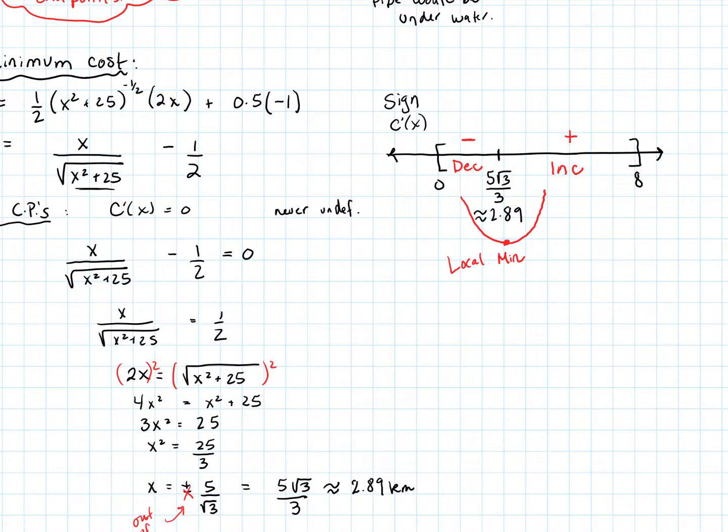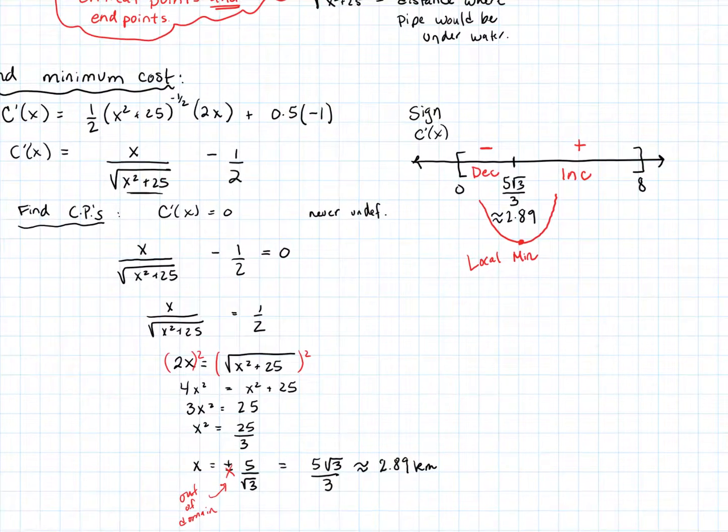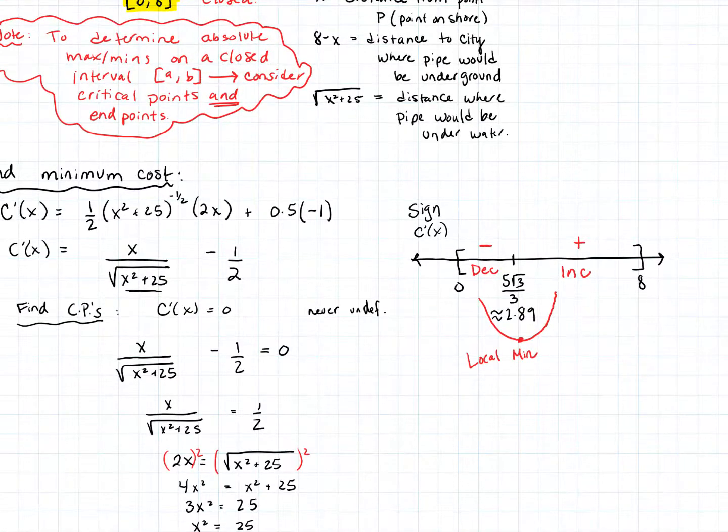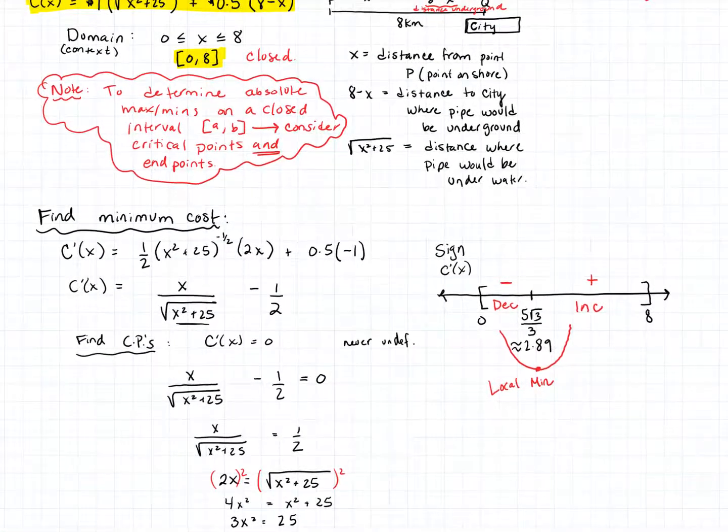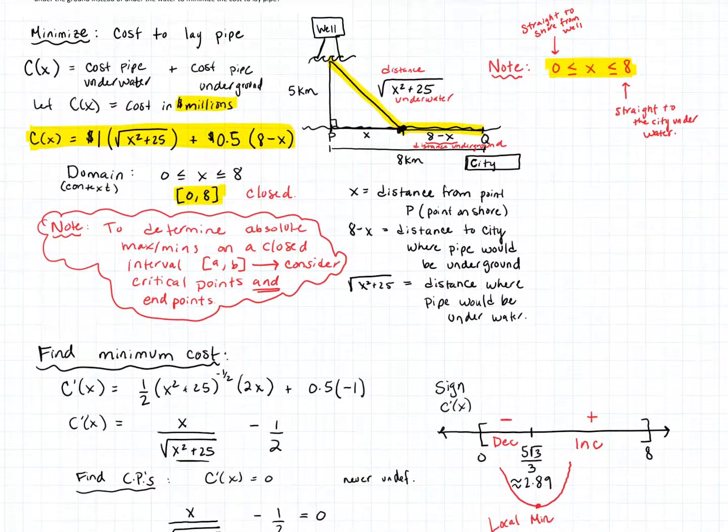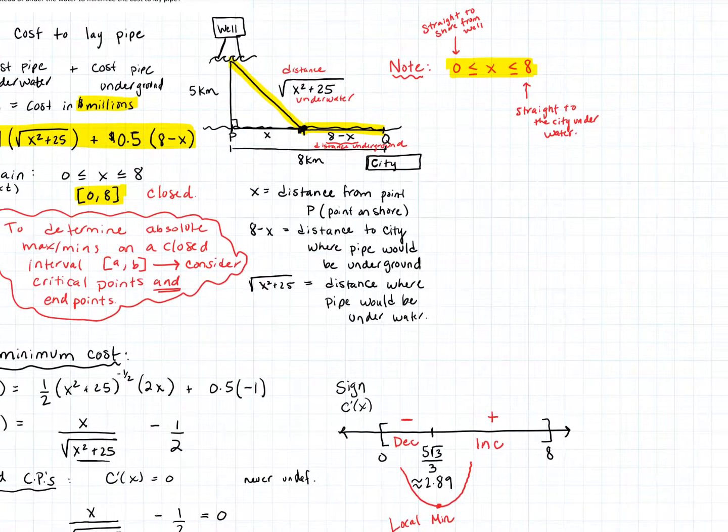And I'm going to illustrate that point. I want to be clear that that's a local minimum because remember my point here, and it's all highlighted in red. To determine the absolute max or min, we also have to consider those two extremes, right? The 0 and the 8. We have to consider the scenario where we go straight to the shore when x is 0 and then 8 kilometers underground. We also have to consider the scenario where we go straight from the well to the city with no pipe underground. So we do have to consider those. So let's do that right here. So here's the last step.